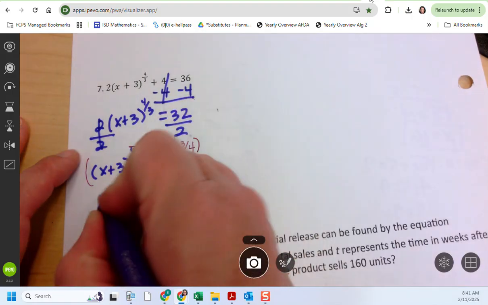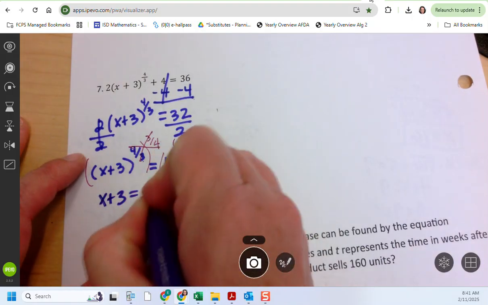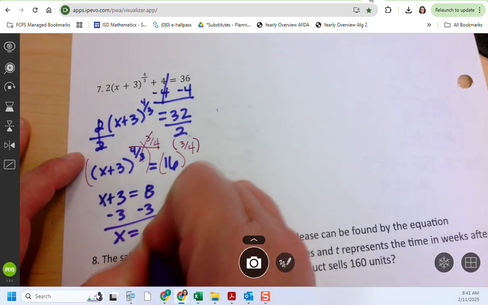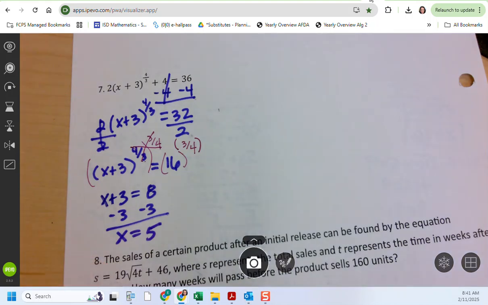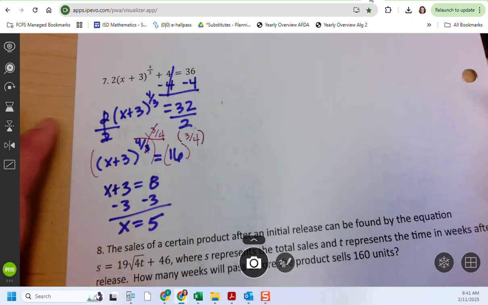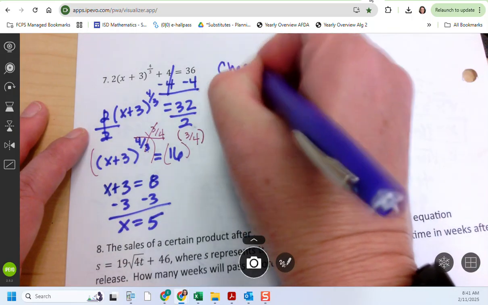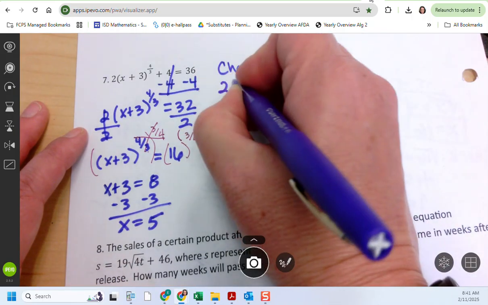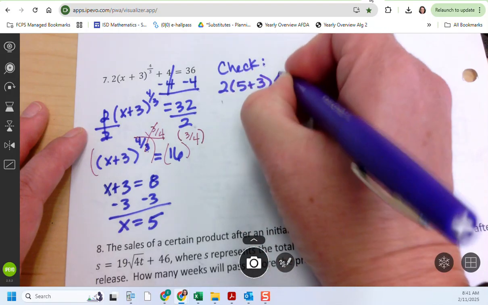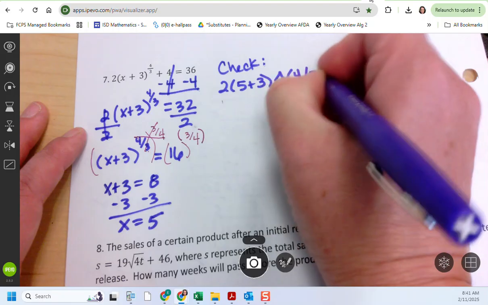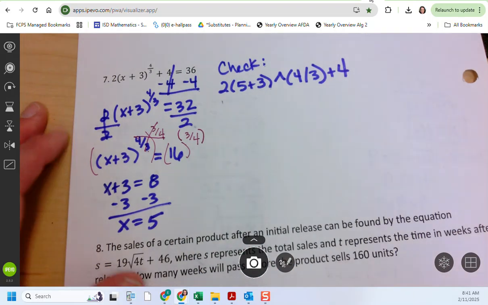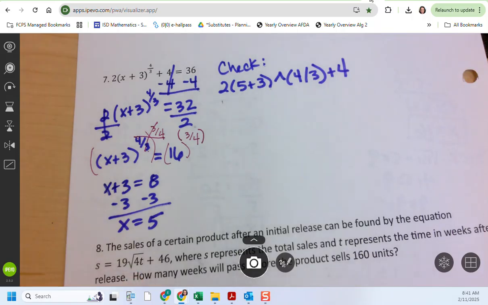So we got x plus 3 equals 8. Subtract 3 from both sides. We get x equals 5. Now, I want you to take a minute to go back and check your answer. Put the 5 back in here. And you can do the whole thing on your calculator in one step. You're going to do 2 parentheses 5 plus 3 raised to the 4/3 plus 4, and you should get 36. If you get 36, it checks out. Okay? So try that right now.